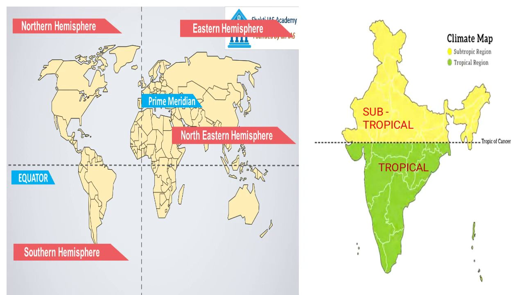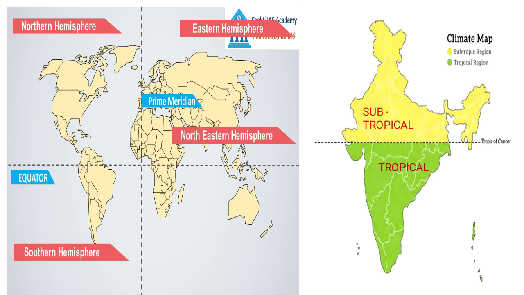India is a vast country lying entirely in the northern hemisphere, which means above the equator. So these are the latitudes and longitudes. The Tropic of Cancer divides the country into almost two equal parts. The part below the tropic is called the tropical region and the part above it the subtropical region.